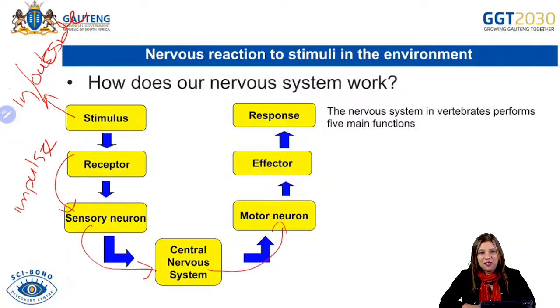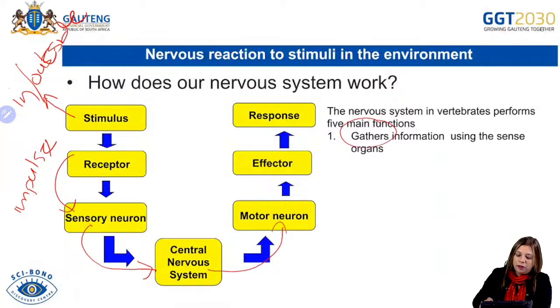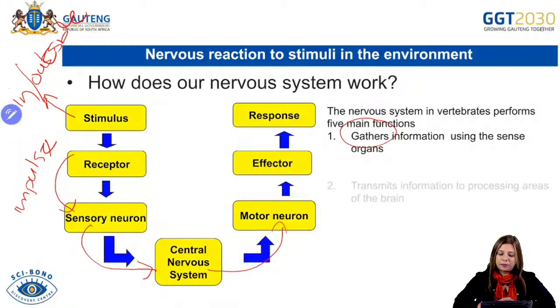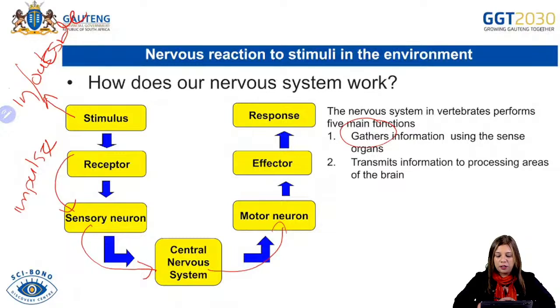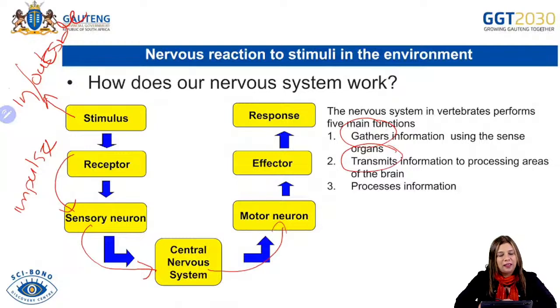So in order to be able to perform any function, it needs information. Am I right, grade 12? It needs information. So obviously the first function of your nervous system is to gather information. You can even make a mnemonic. You can take the first letter of each word and you can make a sentence, and that's how you can remember it for the exam. So it gathers information and then it transmits the information to the processing area of the brain. So transmits basically means sends the message, okay? And then the third function would be it processes the information.